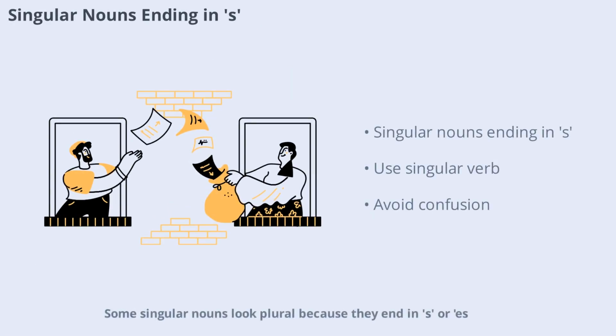Some singular nouns look plural because they end in s or es, such as mathematics, news, or physics. Always use a singular verb and pronoun with these words. For example, mathematics is a branch of study.